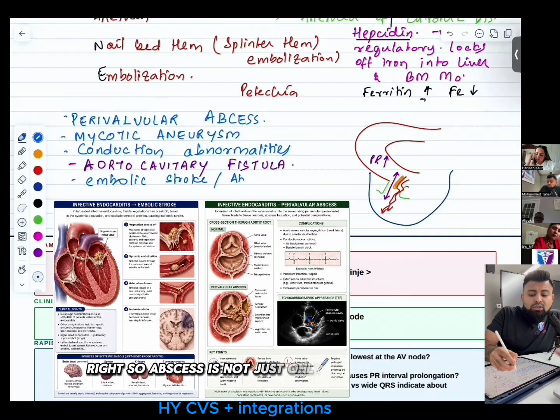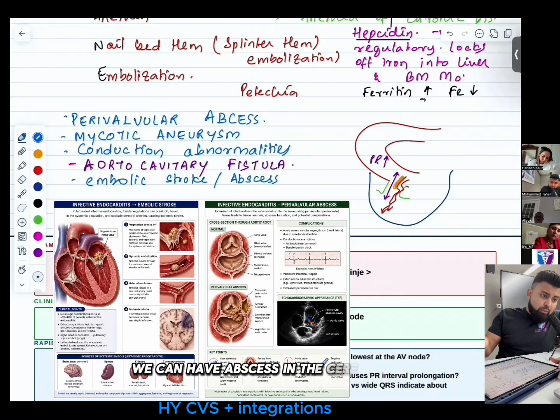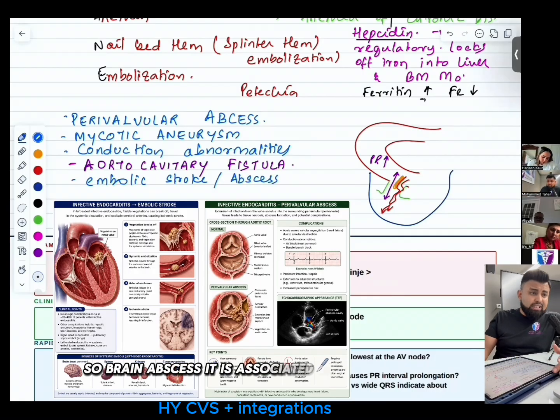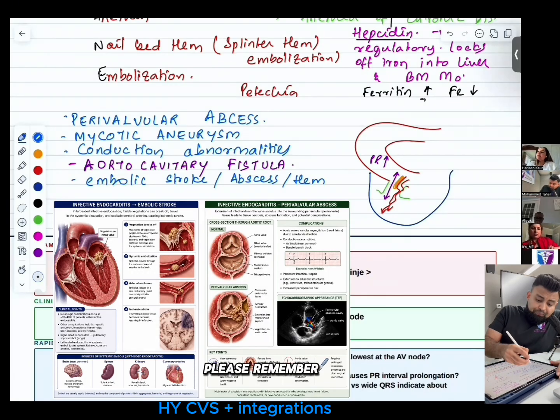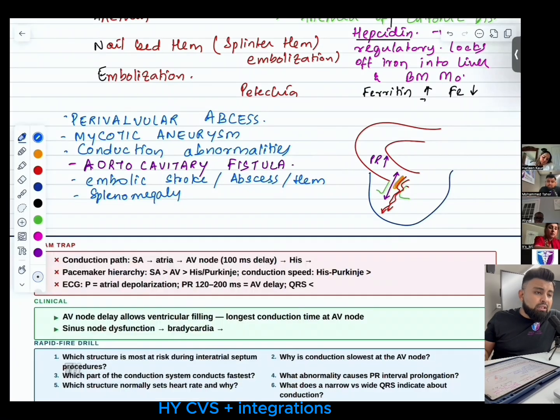So abscess is not only in the periphery. We can have abscess in the cerebral region. So brain abscess is associated with hemorrhage. All these complications in the brain, right? There are many more complications. Please remember splenomegaly, the splenic enlargement, that is one of the very important physical examination findings that can be seen in patients with infective endocarditis.